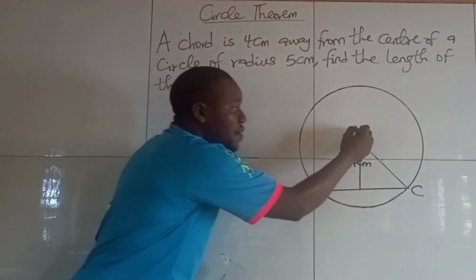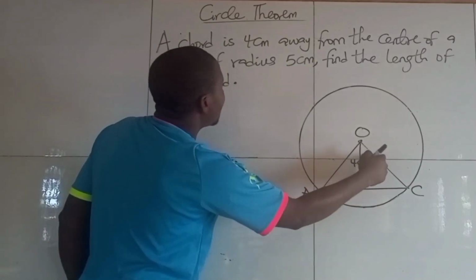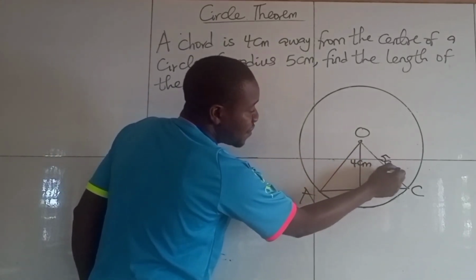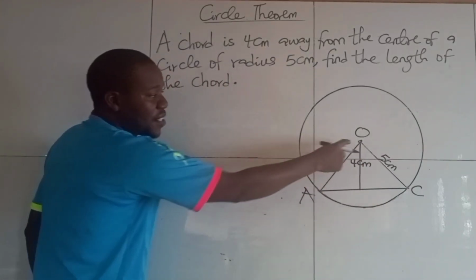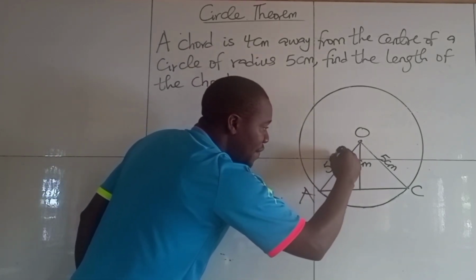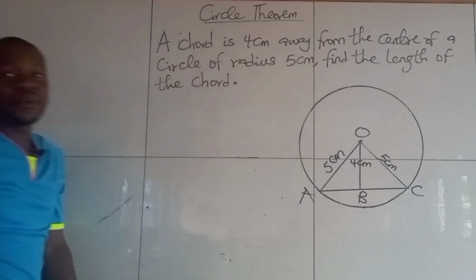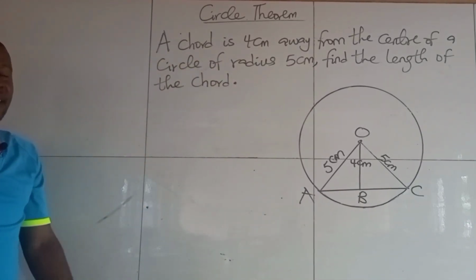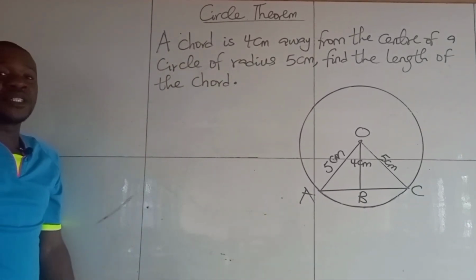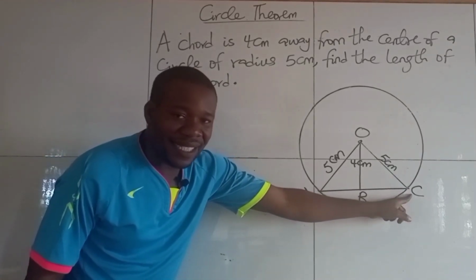So let me call the center of the circle O. So this radius is 5 cm, a line from the center to the circumference. This is also a radius from the center to the circumference, which is also 5 cm. Let me label here B as the case may be. So we have a perfect diagram, so we can proceed with the question. We are looking for the length of the chord A to C.